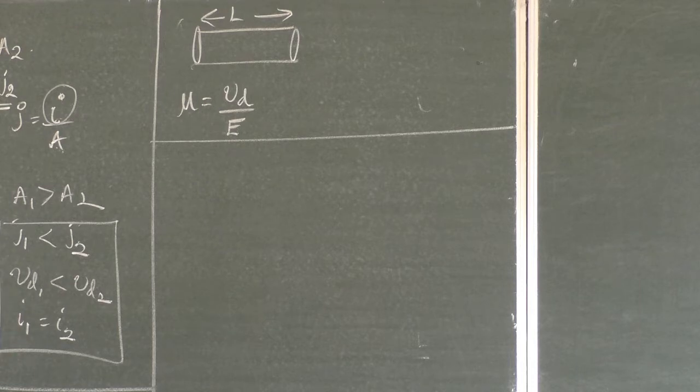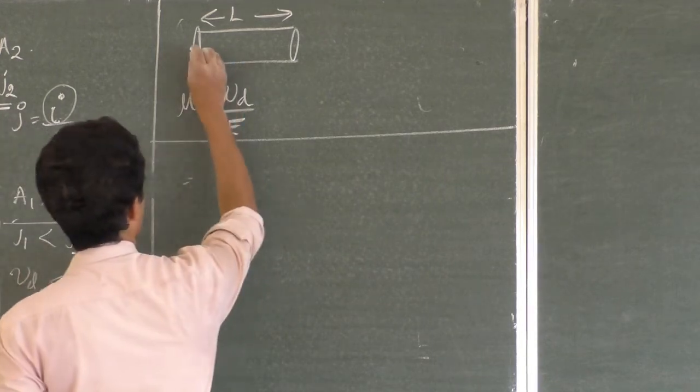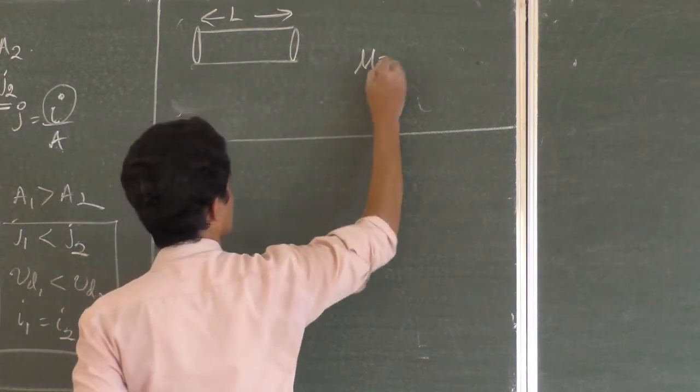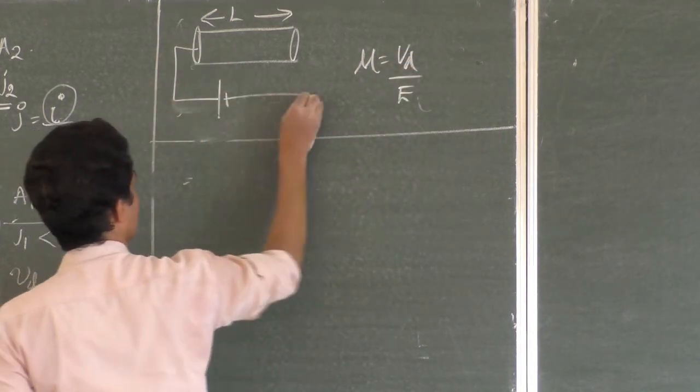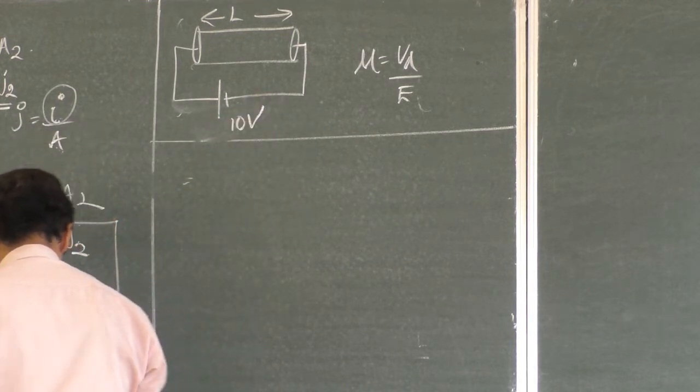Now the data, I will list the data, you need not go back to the problem. Potential difference applied across the conductor is given, V. Okay, I will write the formula here. Mobility is drift velocity acquired per unit electric field. So the potential difference applied is given to be 10 volt.